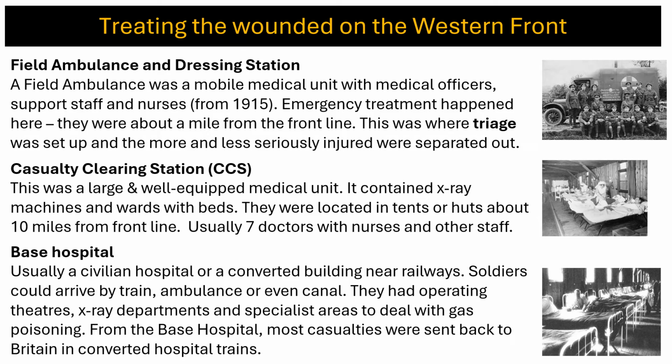And then finally, we have the base hospital, which is usually a civilian hospital or a converted building near railways. Soldiers could arrive by train, ambulance, or even canal. They had operating theatres, X-ray departments, and specialist areas to deal with gas poisoning. From the base hospital, most casualties were sent back to Britain in converted hospital trains.